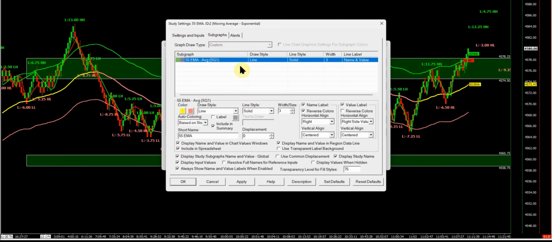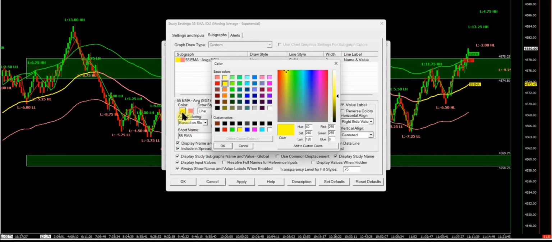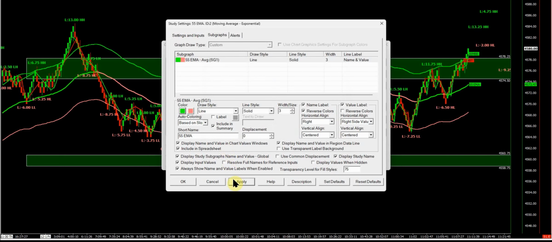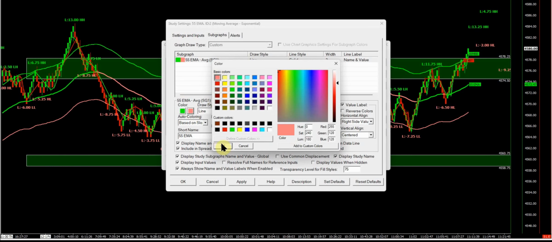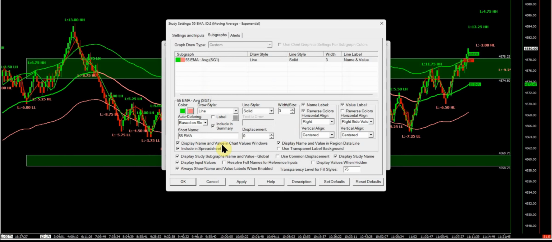So my subgraphs, here's what I did, is based on slope. It's either going to be yellow if it's going up or going down, and I can change that. Say, for example, if it's going up, it's going to be green, and if it's going down, it's going to be red or light red or salmon, whatever you want to call that. So I can glance at this thing and tell what's going on.